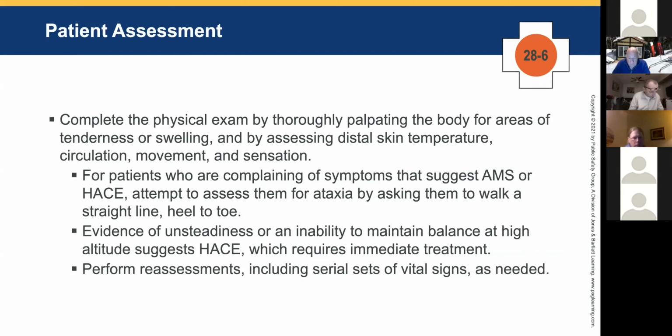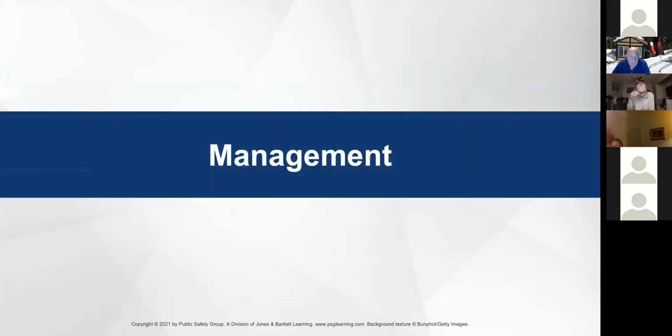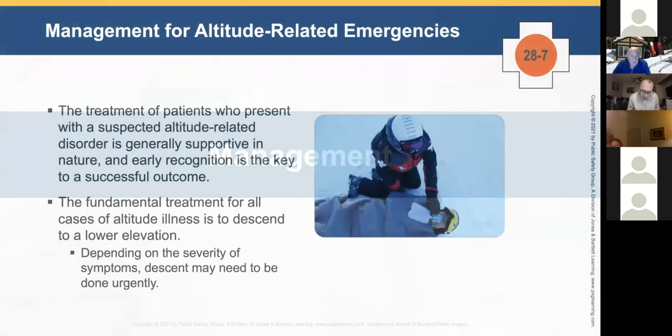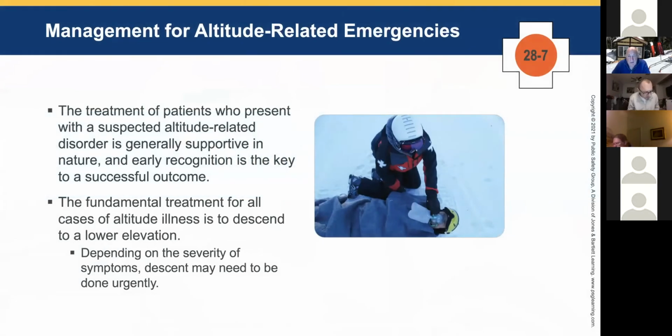Alrighty. Again, perform a reassessment, including vitals. We do have vitals forms where you've got them timed. You're looking not only at the absolute number on the vitals, but at the change over time. We'll talk about management of the high altitude related emergencies. Typically, get them to a lower elevation and give them oxygen.